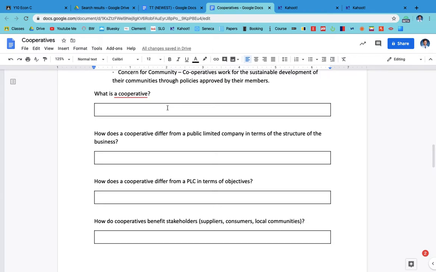A cooperative is much more based on helping its workers, ensuring that they're well trained, they're safe, they earn a good wage, and they're providing high quality products at reasonable prices.